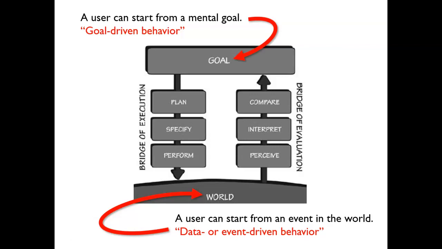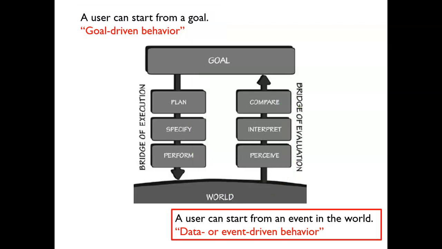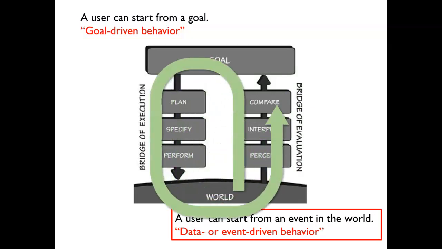So we can go around this in two different ways. I'll illustrate here. We'll start with goal-driven behavior. If we do this, we start at the goal and work around to the comparison. So goal, plan, specify, perform, perceive, interpret, compare. Boom, boom, boom, boom, move in this sequence. We can also then start from an event in the world and go all the way around.